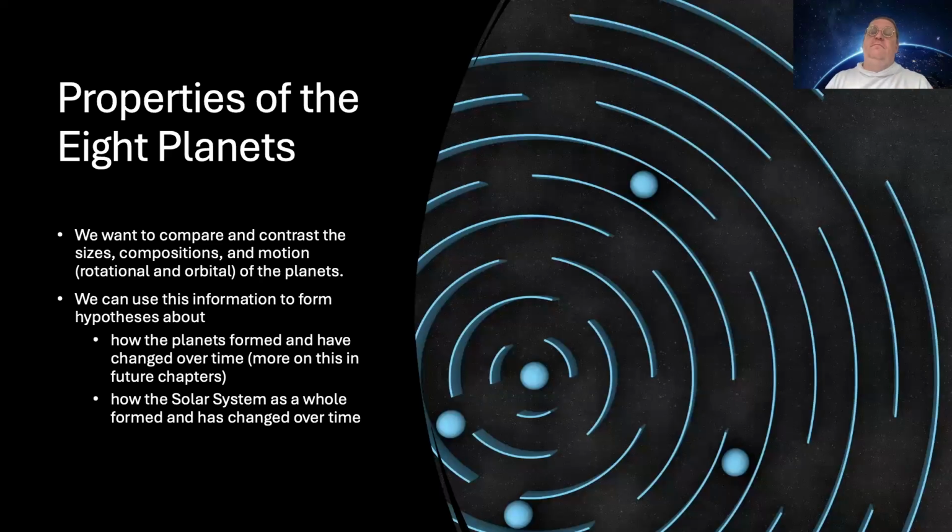Magnetic fields. The magnetic fields of the gas giants are large. Magnetic fields, relatively speaking, of the terrestrial planets are either non-existent or very small.